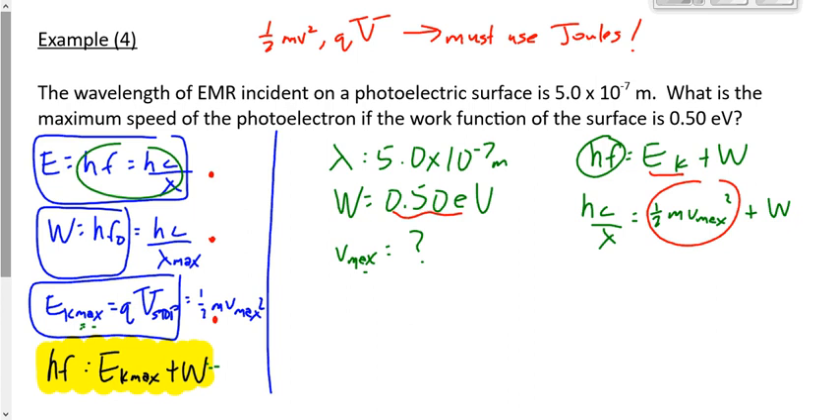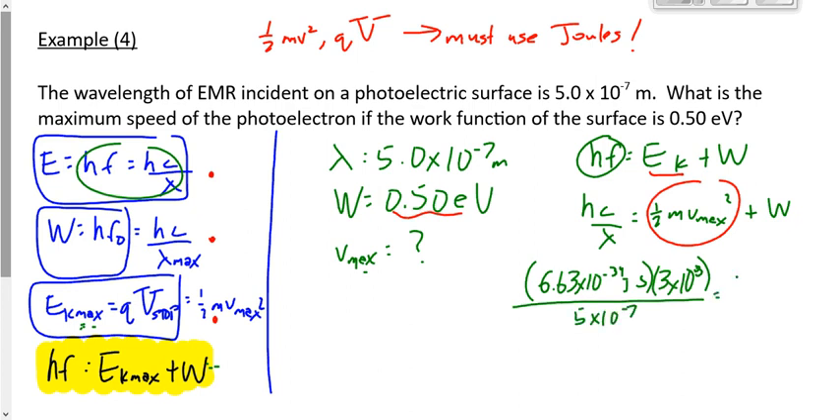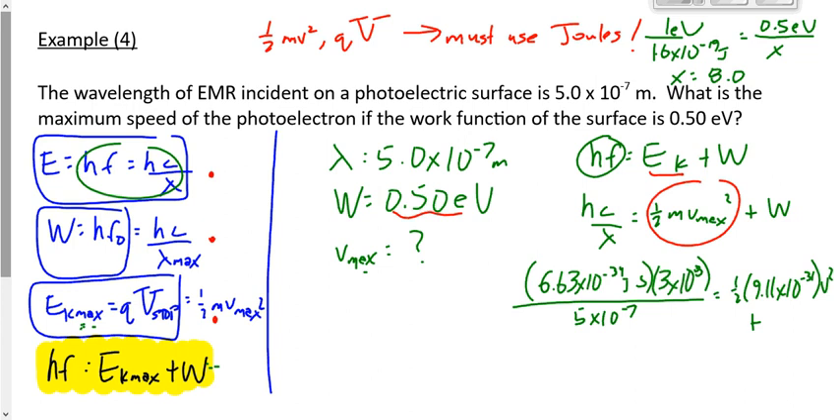Let's start subbing in some numbers here. Let's say 6.63 times 10⁻³⁴ joule seconds because we're using 1/2 mv squared. 3 times 10 to the 8 is C. Divided by the wavelength, which is 5 times 10 to the -7. The mass is 9.11 times 10 to the -31 times V squared. Plus the work function. What's the work function? We know that 1 EV is 1.6 times 10 to the -19 joules. Therefore, 0.5 EVs is X joules. I think it's 8.0 times 10 to the -20 when we do the math there.